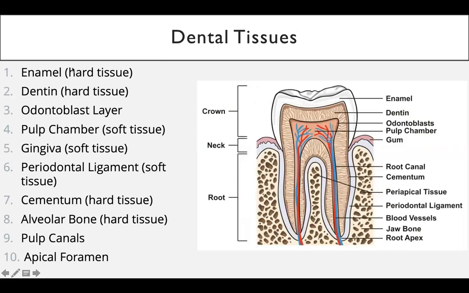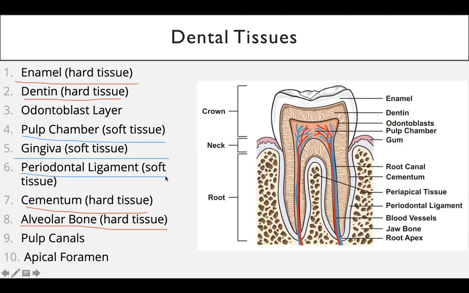So the dental tissues: we have enamel, dentin, cementum, and alveolar bone as hard tissues. Then the pulp chamber, gingiva, and periodontal ligament were soft tissues.